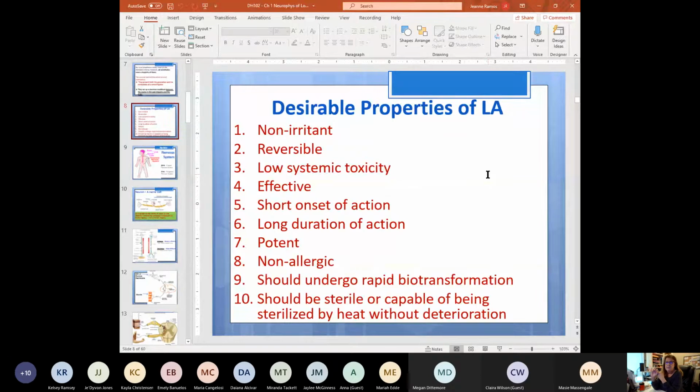You want them to have a low systemic toxicity when it's going through your body. You need it to be effective, of course. And the desire would be to have a short onset of action. Unless your idea is you want to make one like bupivacaine that purposely has a longer onset of action, because it will cause it to last a lot longer. But with all of the other anesthetics, you don't want to have to wait 10 minutes for it to take effect before you can start your procedure. You want it to take effect in the shortest amount of time possible.